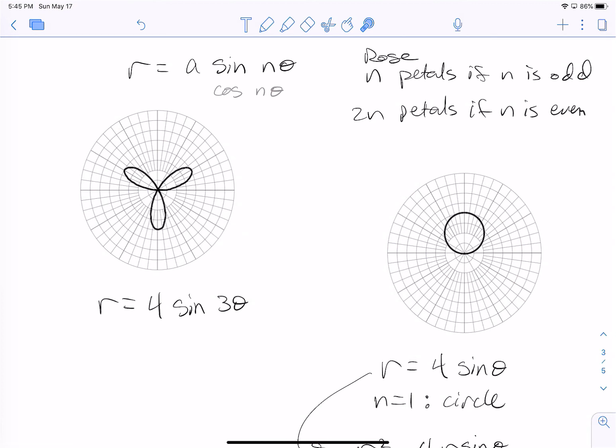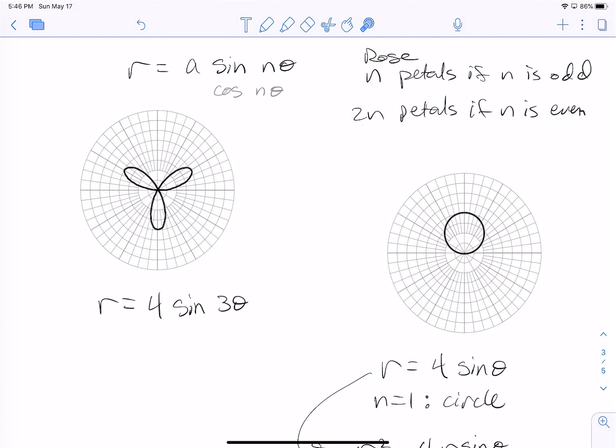Now, sometimes folks get confused with it's n petals if n is odd. Wait a minute, was it 2n if it was odd, or 2n if n is even? A way to remember this is, folks, if it was 2n if n was odd, and n if n was even, then no matter what, I'd have an even number of petals. That's not the case. And so I have to have an option where I have an odd number of petals, and so we double it when it's even.